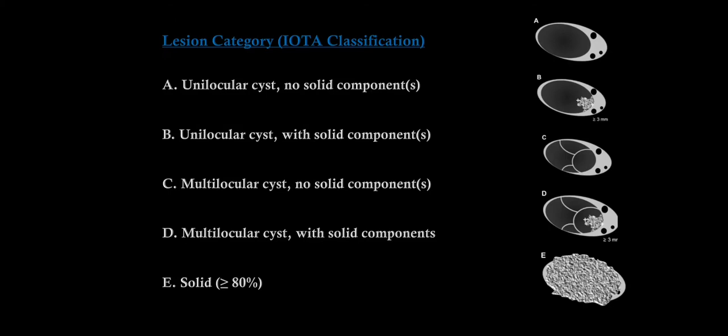When we categorize the lesions based on the IOTA classification, we have a unilocular cyst with no solid component, unilocular cyst with solid component, multilocular cyst with no solid component, multilocular cyst with solid component, and a solid lesion, by which we mean that greater than 80% of the lesion is solid.